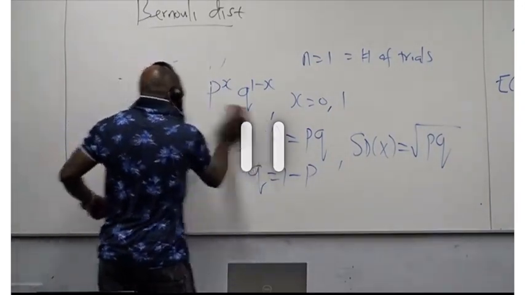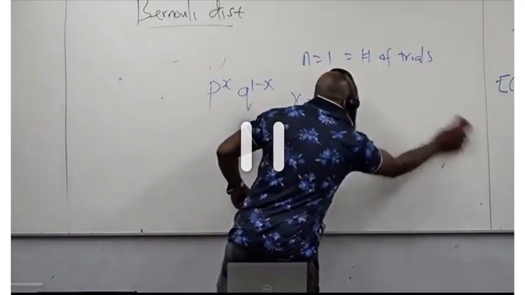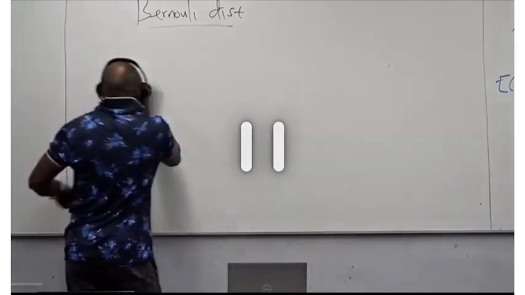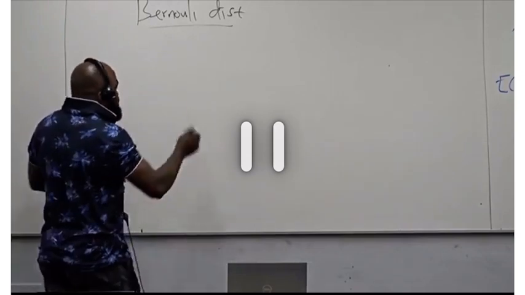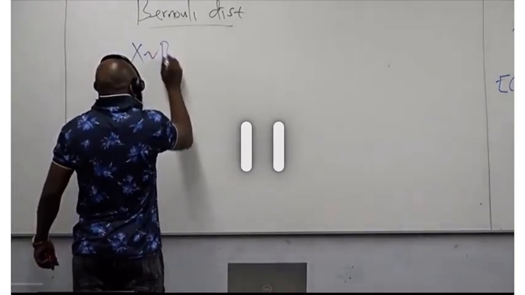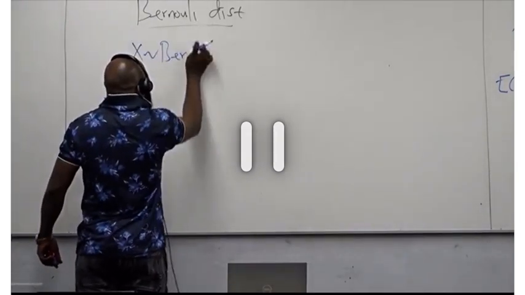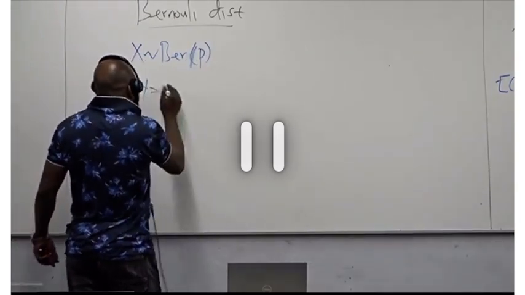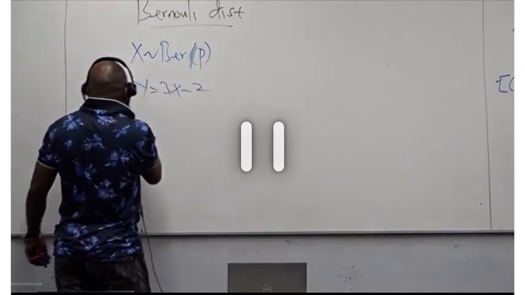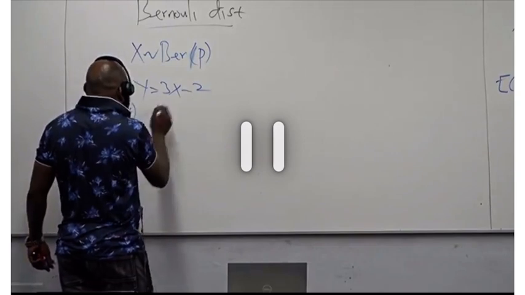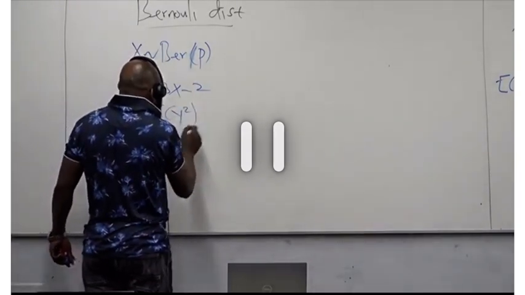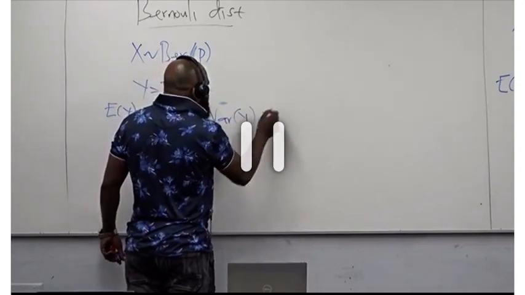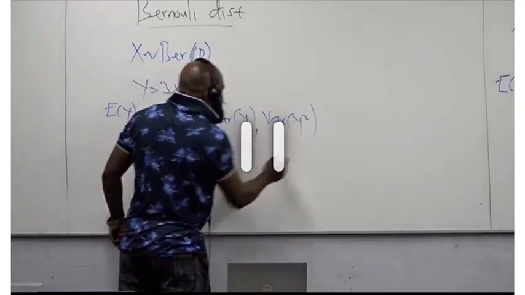You are given a Bernoulli with parameter p, and y equals 3x minus 2. And somebody asks: what is the expected value of y? What is the expected value of y squared? What is the variance of y? And what is the variance of y squared?